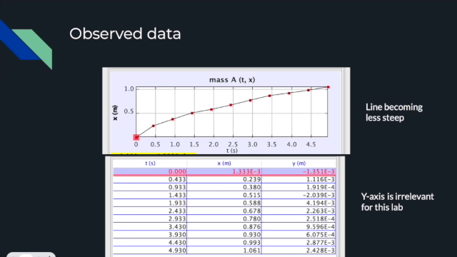The tracker data shows the position time graph becomes less steep, which means that the ball slows down as time passes. I'll explain why this is later. The y-axis is irrelevant to the data because the ping pong ball is only moving on the x-axis.